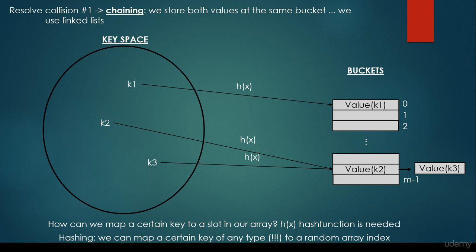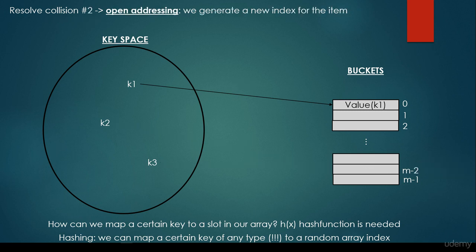The value in the m-2 index is going to store a value, of course, and a reference pointing to the next value, because we have to store two values in this case because of the collision. So this is the so-called chaining method when we use linked lists in order to store items with the same index. Another method is the so-called open addressing. It means that we generate a new index for the item.